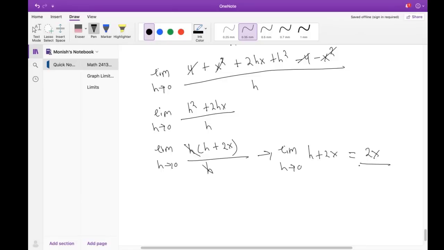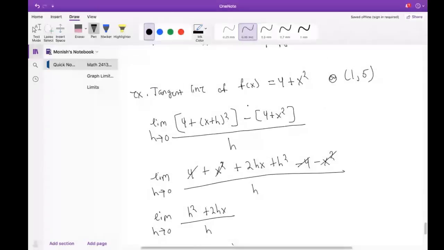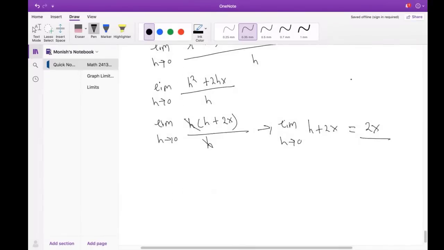But the original question is asking you for the tangent line at the point 1 comma 5. So from here, I'm going to need to plug in 1 into 2x to find my slope. So m is equal to 2 times 1, so that's just 2.